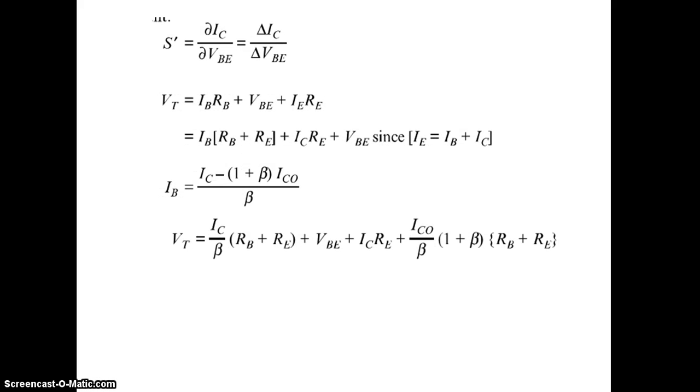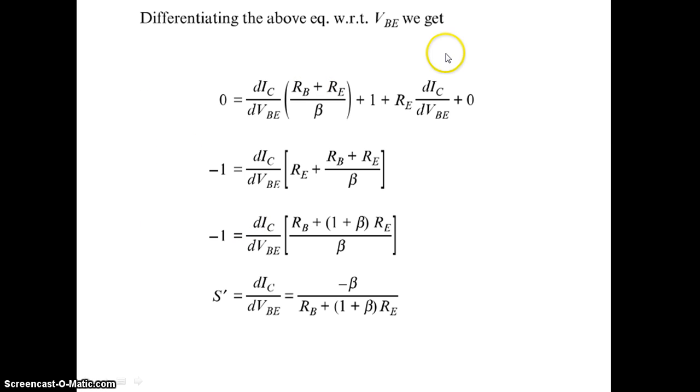Similarly, when we derive S dash, that is dIC by dVBE, we use IB equal to IC minus (1 plus beta) ICO by beta, derive the equations, differentiating with respect to VBE and equating to 0. We arrive at S dash equal to minus beta by RB plus (1 plus beta) into RE.